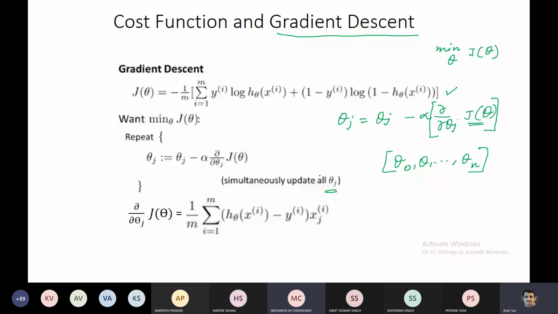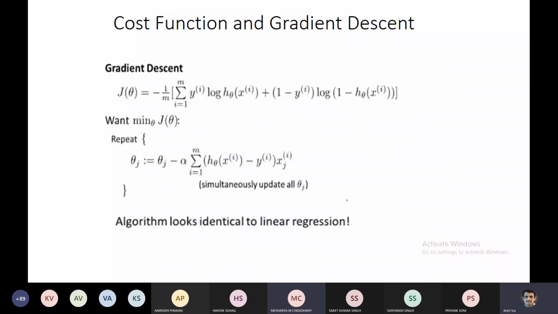Now this is basically the differentiation of this J(theta); the part within the bracket we have calculated here. So after some mathematical manipulation it is h_theta(x^(i)) minus y_i, into x_j^(i). Because it's a log function, we can easily differentiate it. So this particular thing is this, and that we calculate.